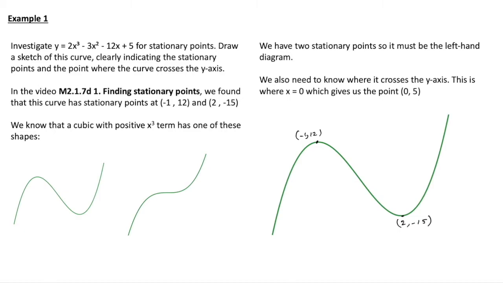We also need to put the axes in, so if we can work out where it crosses the y-axis, that will be helpful, and that means putting x is 0 into the equation for the curve, and that gives us the point (0, 5). So that point is there, and we can then put the y-axis in. We can also then put the x-axis in because it must be below that point, so between that point we've just added and the (2, -15), so there we are, it goes across there, and it all makes sense.